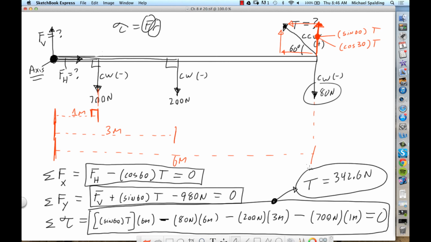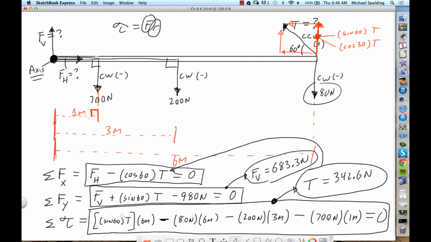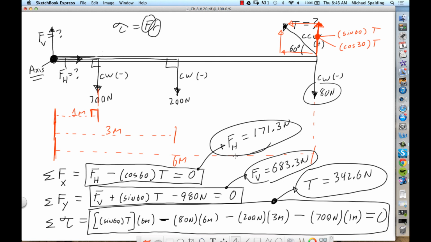Now that we know tension, what can we do with that? Take tension, plug it in there, right? Once you plug it in there, now you can solve for FV, right? FV comes out as 683.3. That's that force vertical. Then take tension, plug it in there, and now you can solve for FH. Force horizontal comes out as 171.3. So it's just algebra. Once you have the equation set up, the rest is algebra.